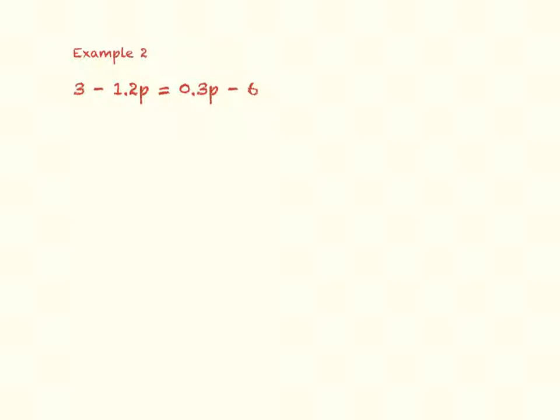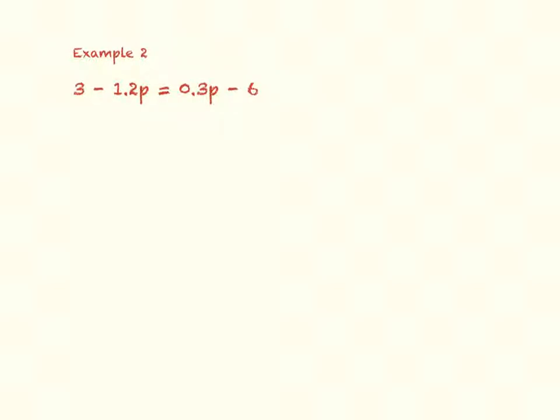Another example here: 3 minus 1.2p equals 0.3p minus 6. If you want, pause the video and try this one on your own, and then resume it and see how you made out. There's two different ways to approach this, like all these solving equations puzzles. You can either move your variables to the left-hand side or to the right-hand side. In this case, I'm going to move my p's to the right-hand side. So I'm going to start by getting rid of this minus 1.2p.